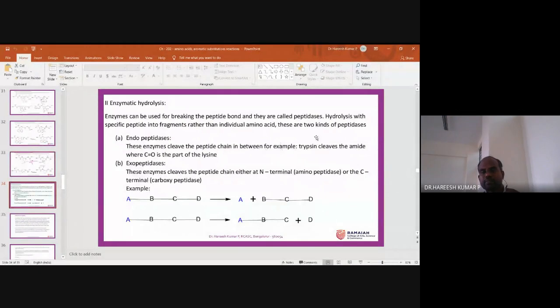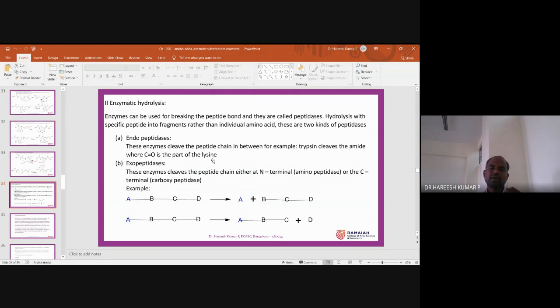So here, one is endopeptidase, another one is exopeptidase. Endopeptidases are enzymes that cleave the peptide chain in between. For example, here I am taking trypsin. Trypsin is an enzyme, more particularly an endopeptidase, and it cleaves the amide where CO is the part of the lysine.